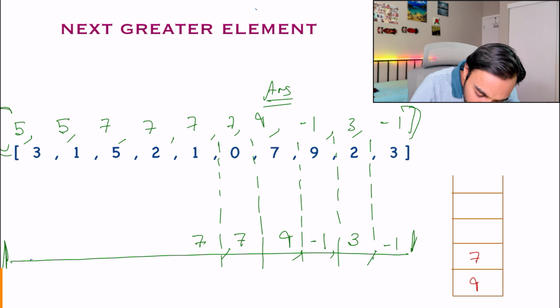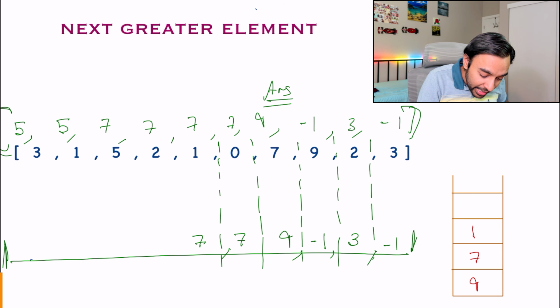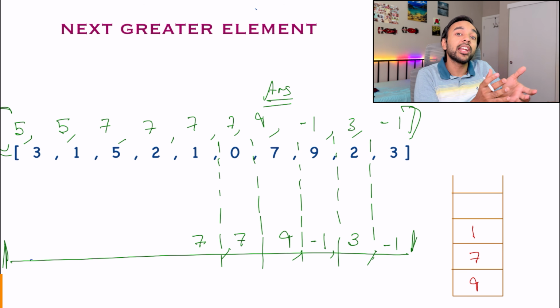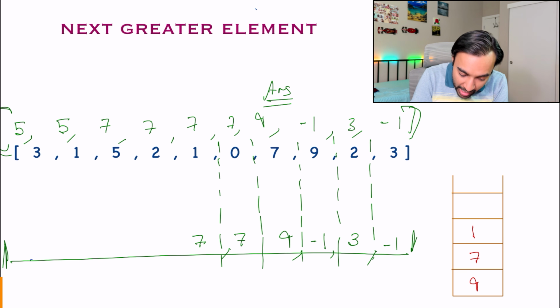And what I'm going to do is I will add this 1 over here. And once again, we do this because it might be possible that this 1 itself is a next greater element to some other element that we haven't yet seen. And your stack is still in an increasing order.